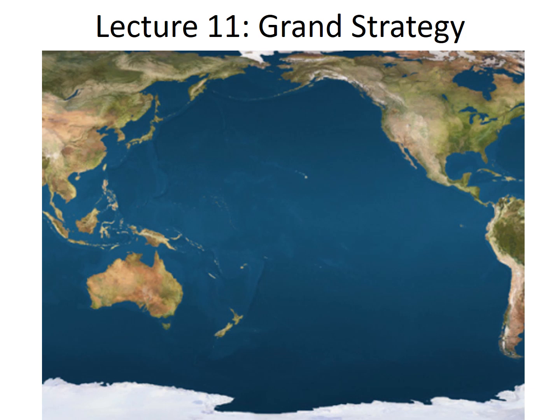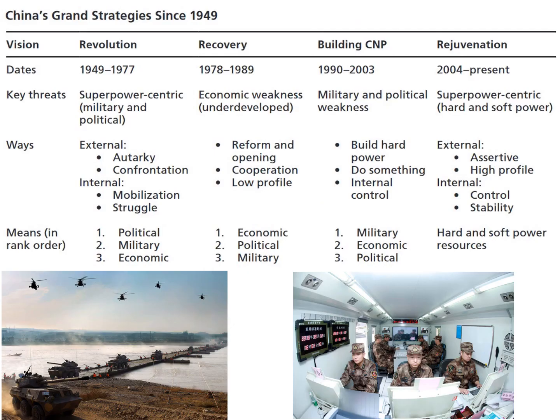Let us discuss the grand strategy of China and China's interpretation of the grand strategy of other states in the international system. This is a chart from Scobell's 2020 report on China's grand strategy from the Rand Corporation. And you can see they broke down China's grand strategy according to four phases.